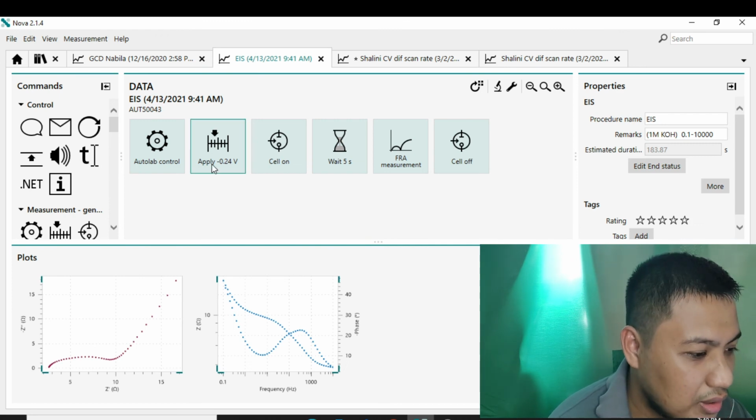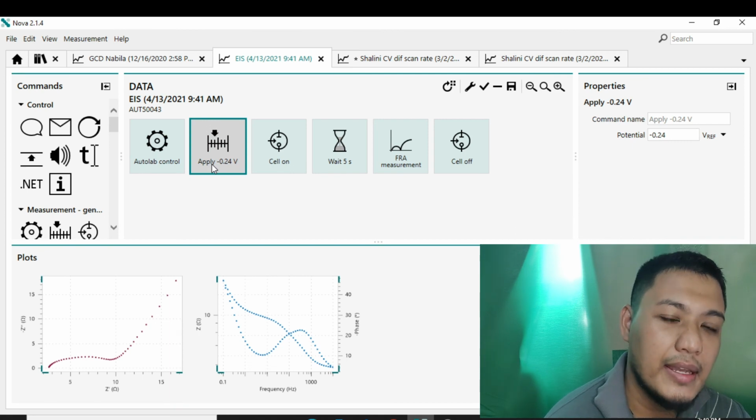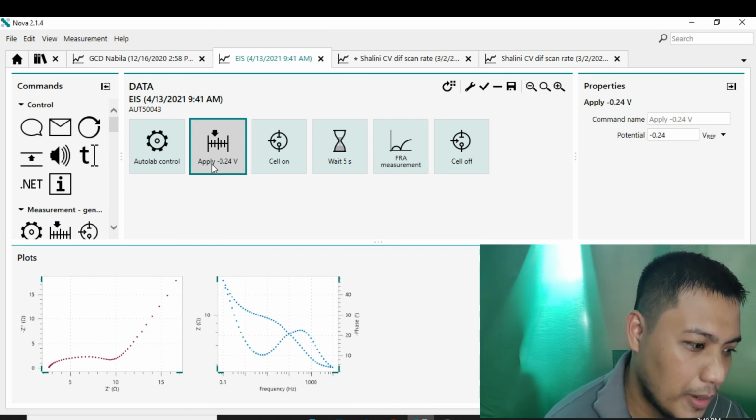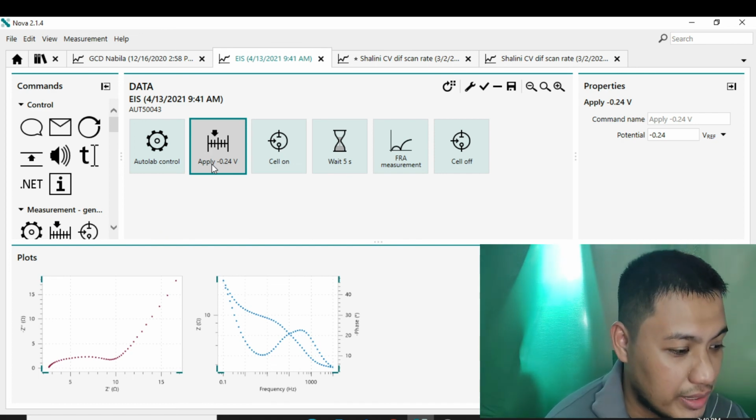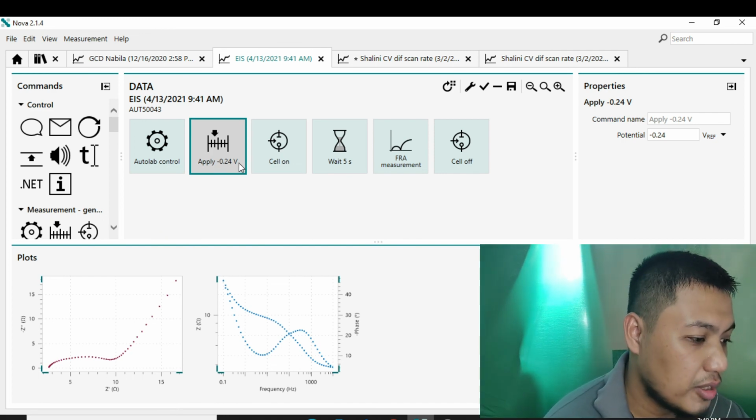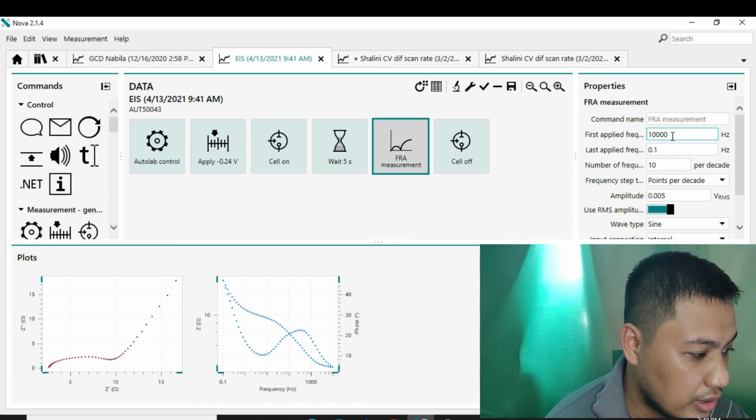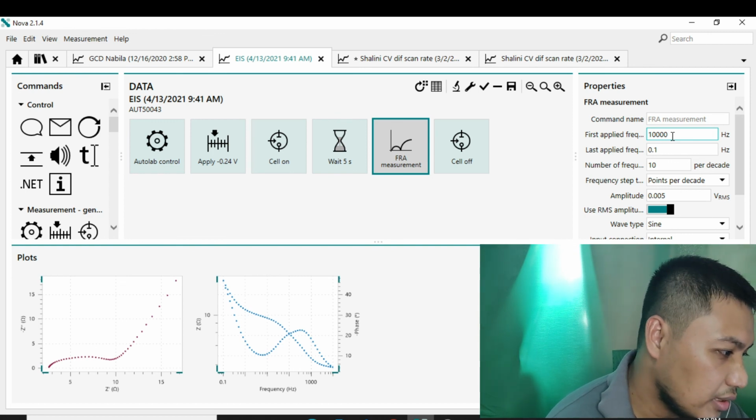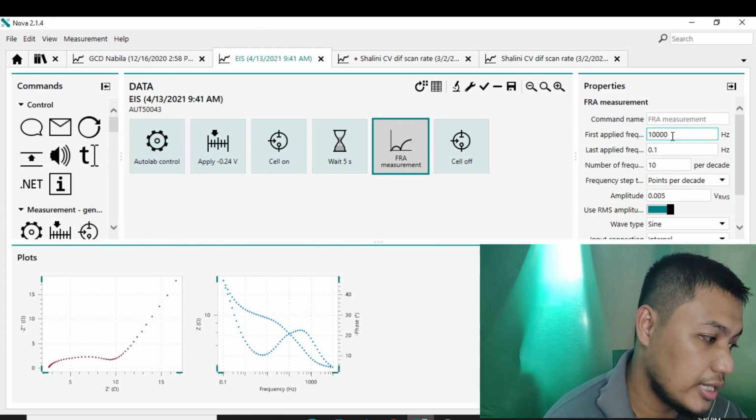EIS is quite simple. This is what I call the OCP unit. You need to run your bare substrate with your electrolyte in a 3-electrode system, and you find the OCP, the operating potential. In this case it is negative 0.24 volt, because we are using AgCl. Next, for FRA measurement, you just include the frequency. Normally we use 100,000. In this case it's only 10,000. You also can increase to 100,000.